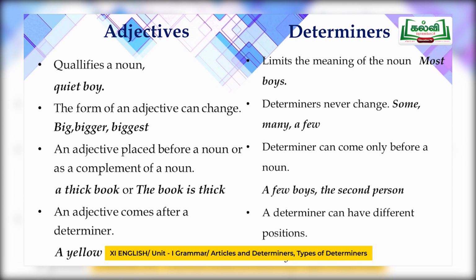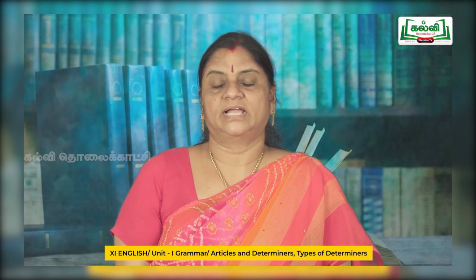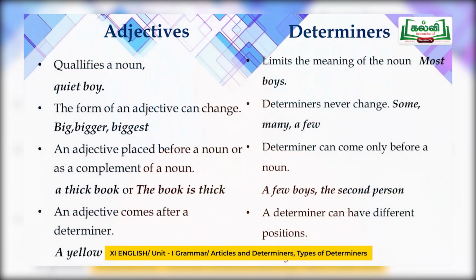And next point is an adjective is placed before a noun or it comes as a complement of a noun. In both places, an adjective can come. A thick book. Here, book is a noun, thick is the adjective. Next one is the book is thick. Here, the word thick, an adjective, comes in the complement place. Next is determiners. A determiner can come only before a noun. So, a thick book, a few boys, the second person, like that.